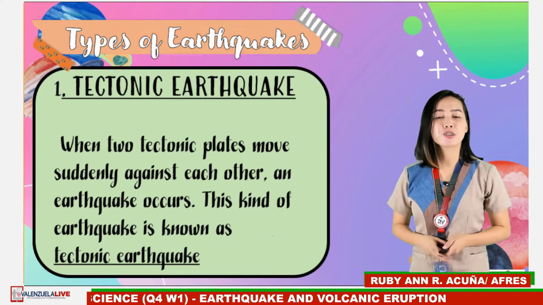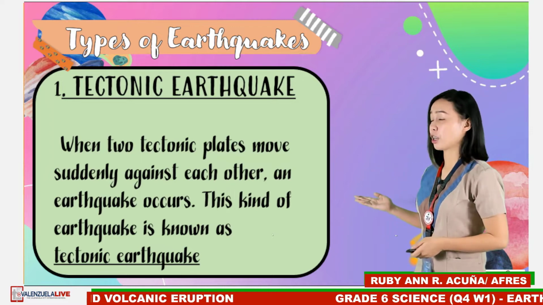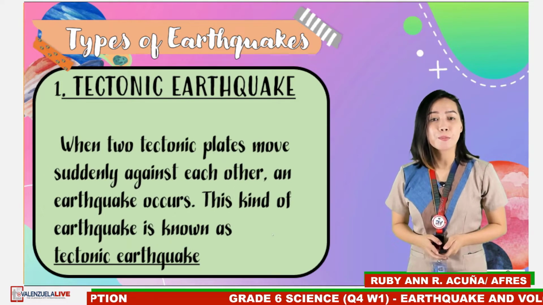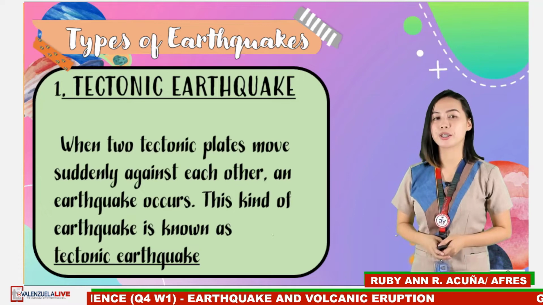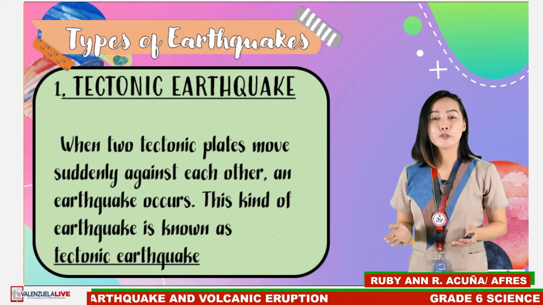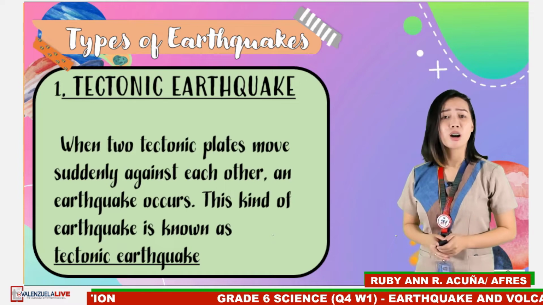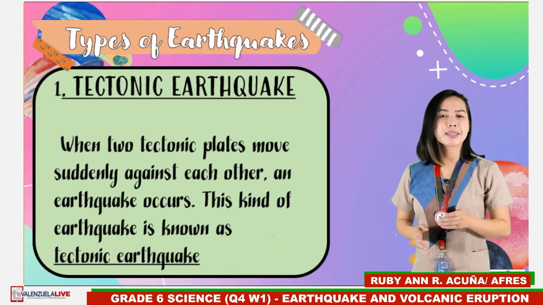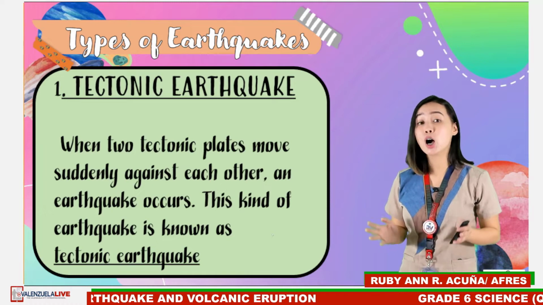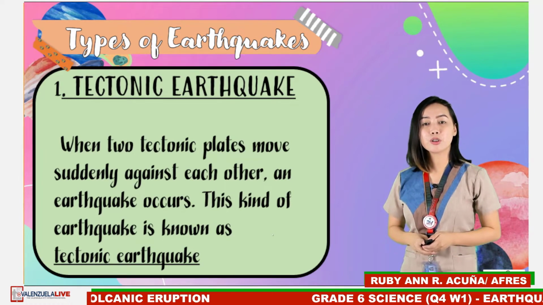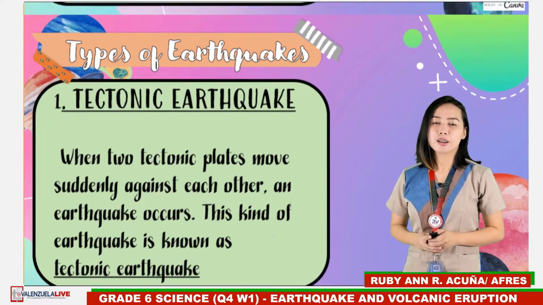When two tectonic plates move suddenly against each other, an earthquake occurs. This kind of earthquake is known as tectonic earthquake. Earthquakes usually happen along faults. Faults are cracks in Earth's crust between two huge plates. The plate on each side of a fault grinds against each other with tremendous force. An earthquake occurs when the rocks along the edge of the plates suddenly yield to the pressure. Huge chunks of rock underground break and move.